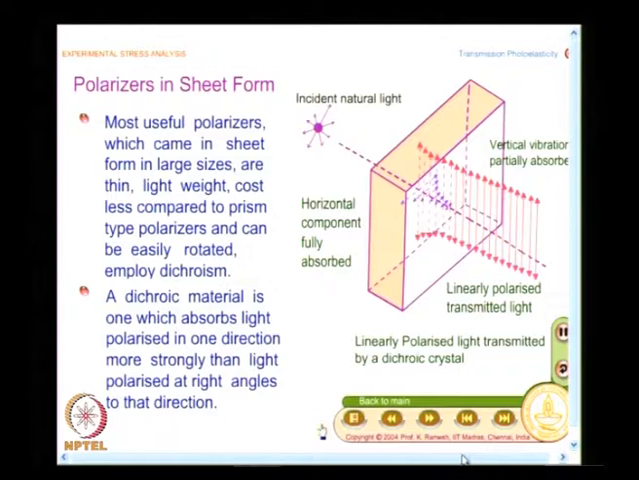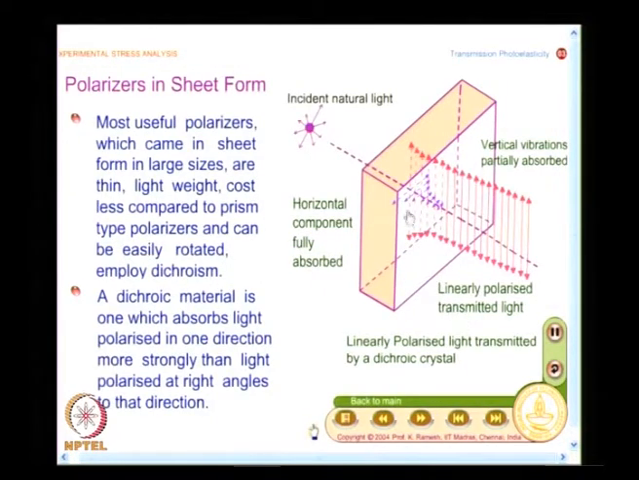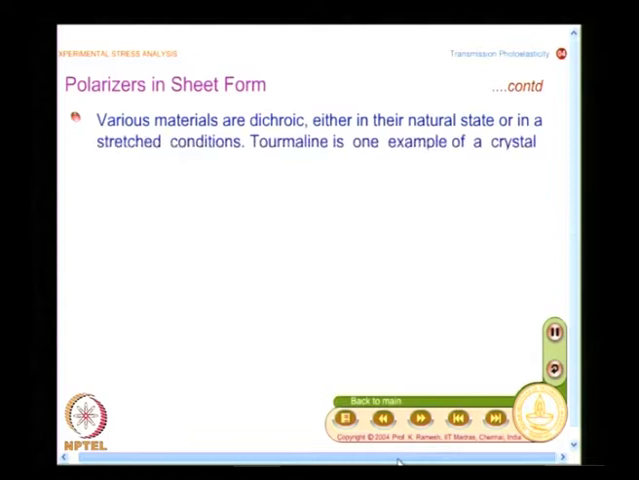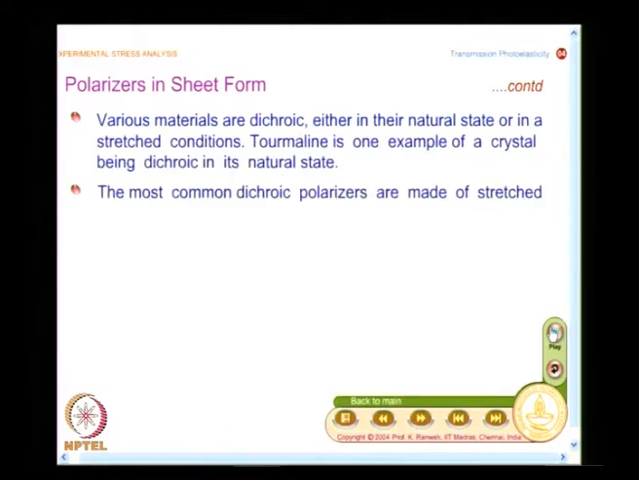vertical vibrations are only partially absorbed, and the horizontal component is fully absorbed. So, the net result is, from the natural light source you get only plane polarized light. So, linear polarized light is transmitted by a dichroic crystal. And if you look at nature, you also have certain materials which are dichroic. So, tourmaline is one example of a crystal being dichroic in its natural state.